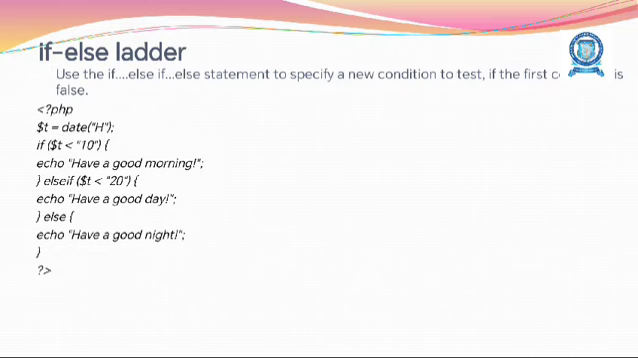If else ladder. In the if else ladder we have to check the conditions. Here we can check two conditions. First we have to check whether the first condition is true or not. If that condition is true, it will display one message, that is "Have a good morning". If that condition is false, the second condition will be checked. If that is true, it will execute "Have a good day", otherwise it will execute the statement "Have a good night".